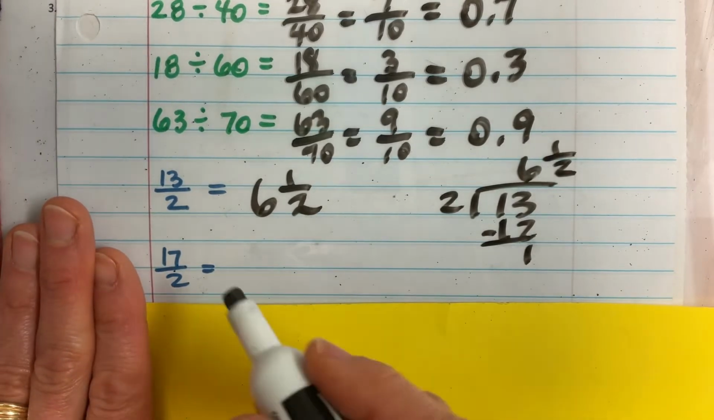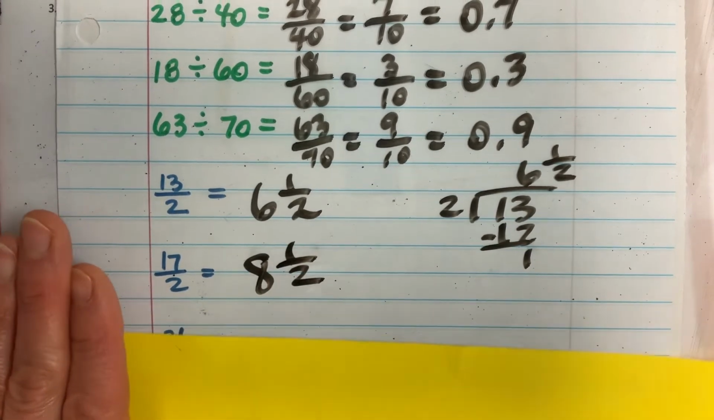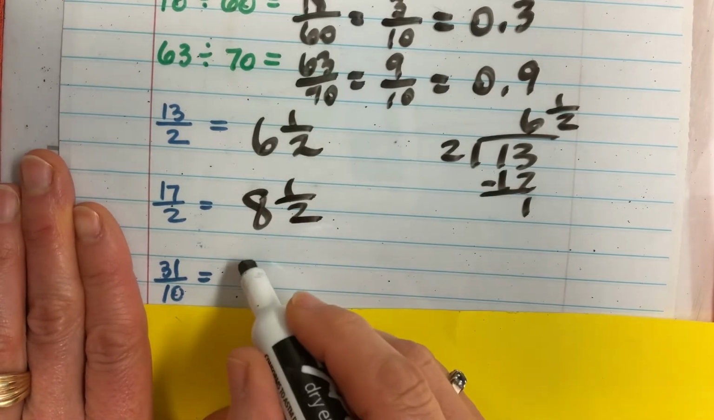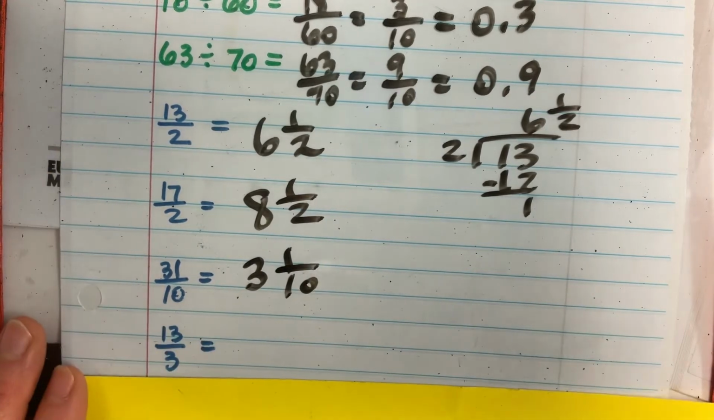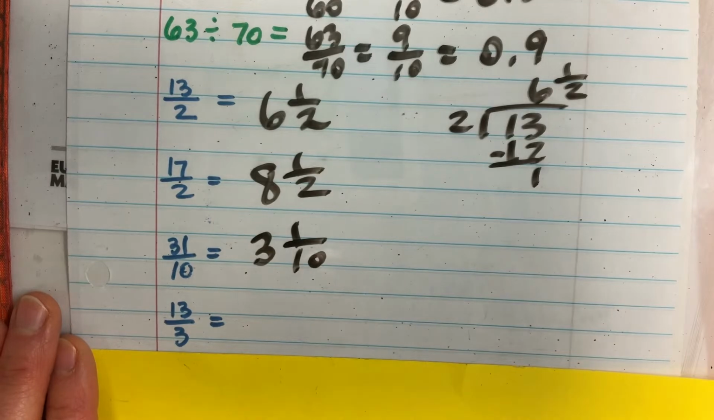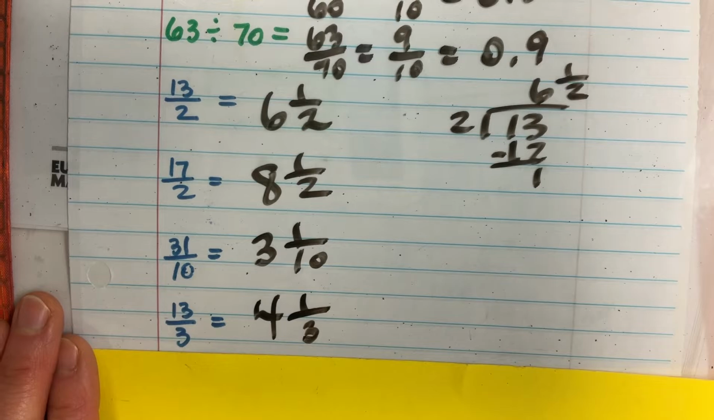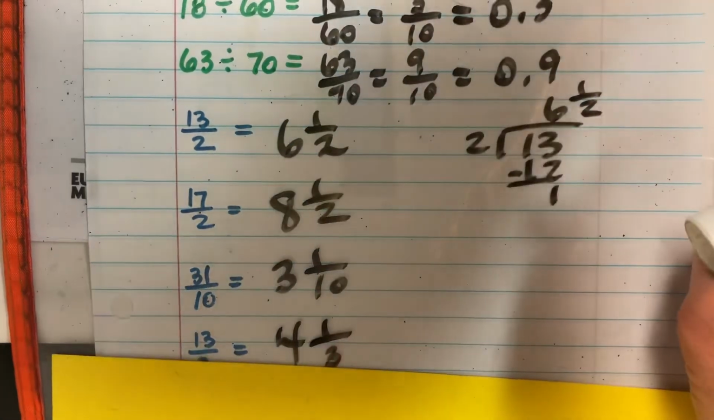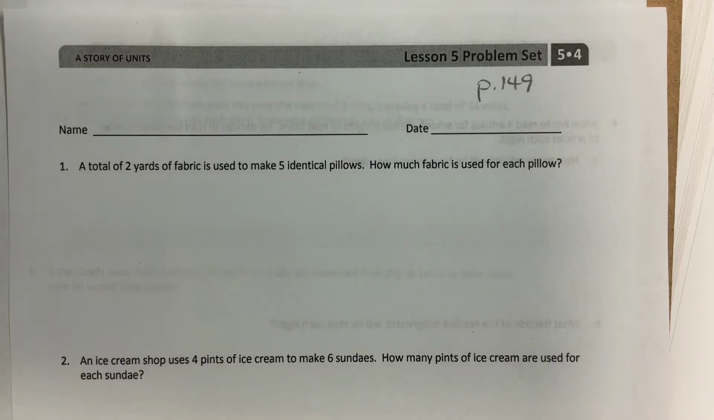17 halves, 2 goes into 17 8 times with 1 left over, 8 1/2. 31/10. 10 goes into 31 3 times with 1 left over, 3 1/10. One more, 13/3. 3 goes into 13 4 times with 1 left over, 4 1/3. Okay, just a little bit of warm up today before we get going on lesson 5. So if you will turn in your blue Learn book to page 149.